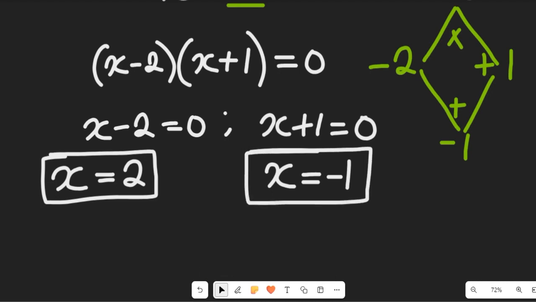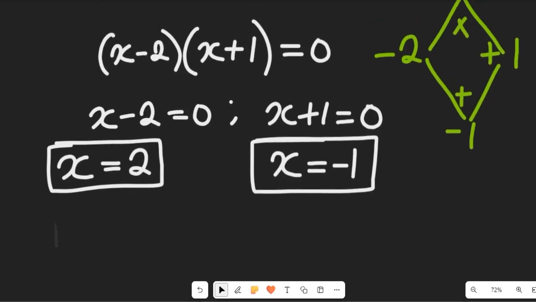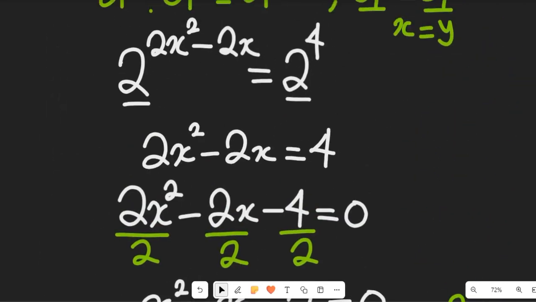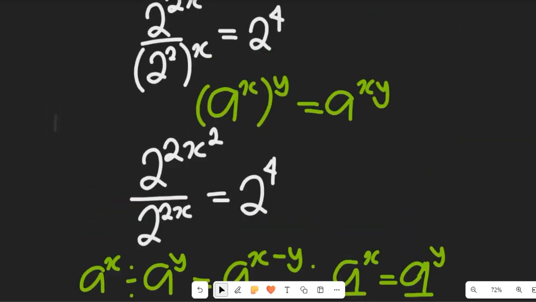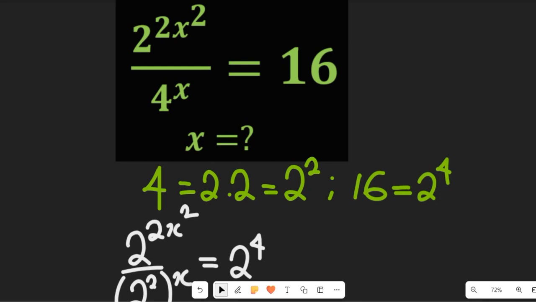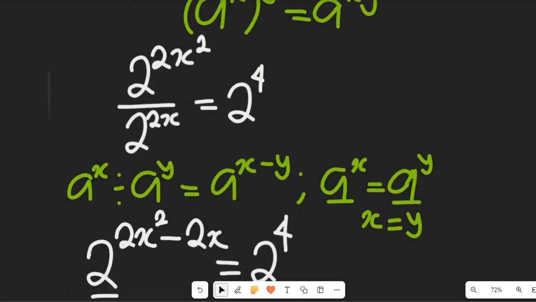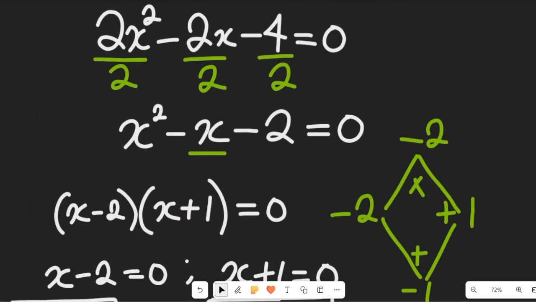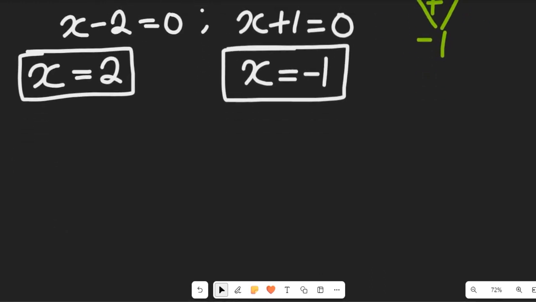Now, having gotten this expression, we have come to see that the value of our x is equal to 2 and -1 respectively. So that is the solution to that exponential equation given to us. But then we'll have to check to see if our solution is right.